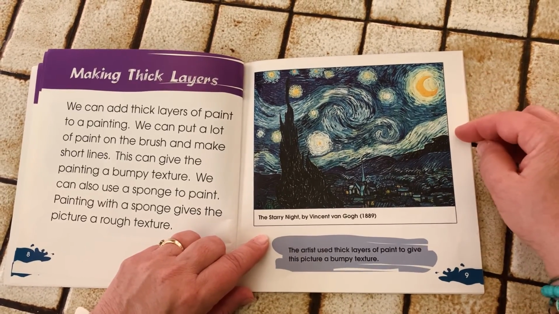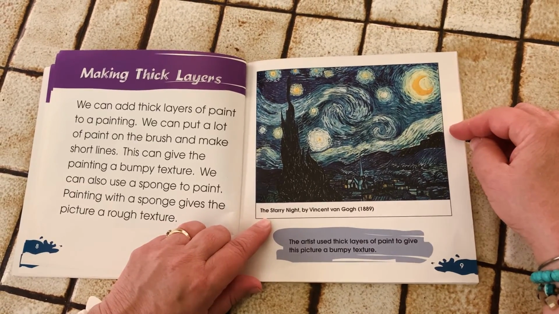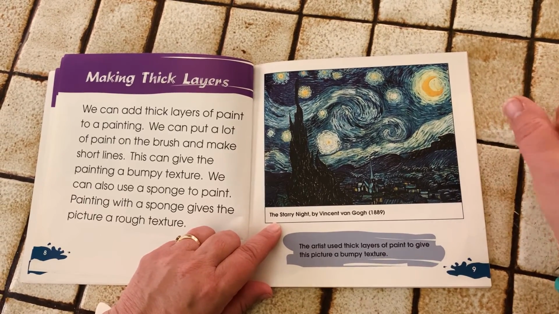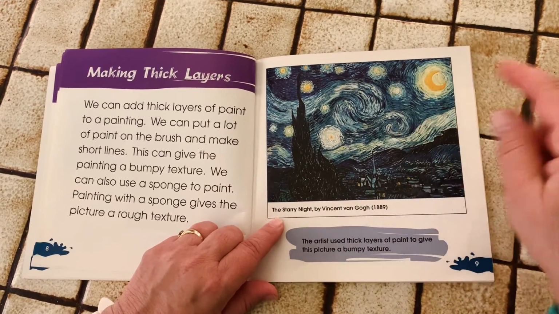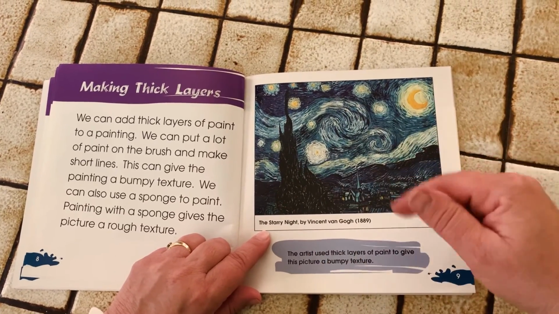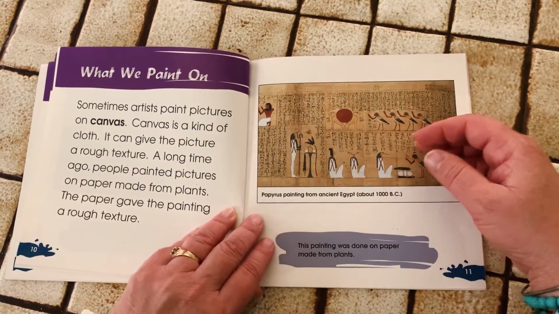This is one of my favorite paintings by Vincent van Gogh called Starry Night. He used really thick paint, like his paint was thick like toothpaste. He squeezed it out of his tube and then he put it on the picture and made all these swirly lines, and then when it dried it was bumpy. It had a bumpy texture.